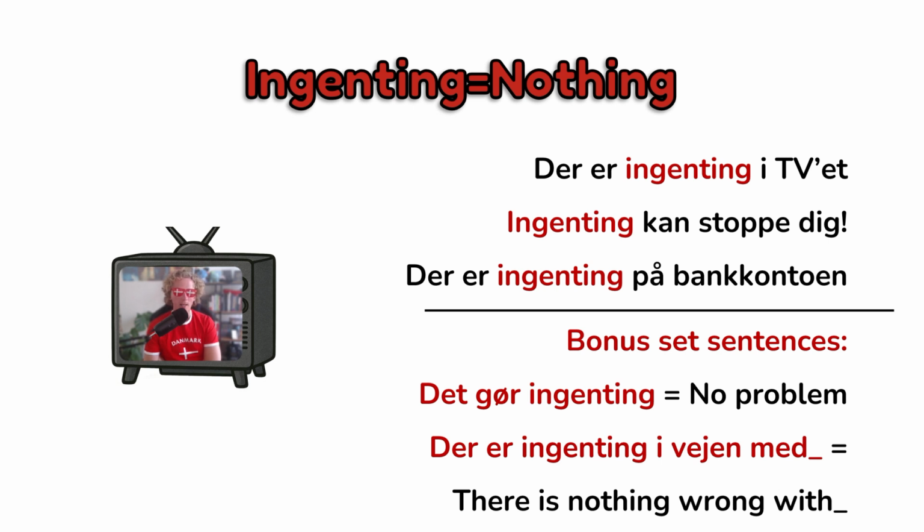Der er ingenting i vejen med something means there's nothing wrong with something. Så der er ingenting i vejen med. There's nothing wrong with. You can also just say der er ingenting i vejen. It just means there's nothing wrong. For example, if somebody asks you if you are sick or if you are tired, you can answer with der er ingenting i vejen. There's nothing wrong.